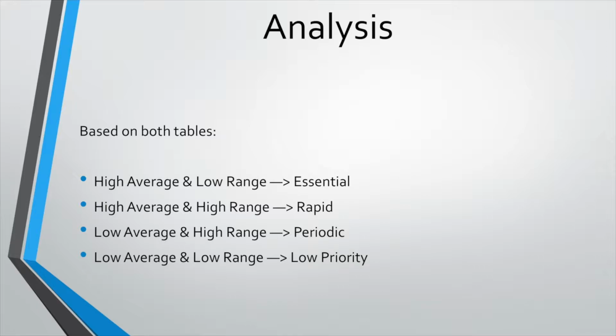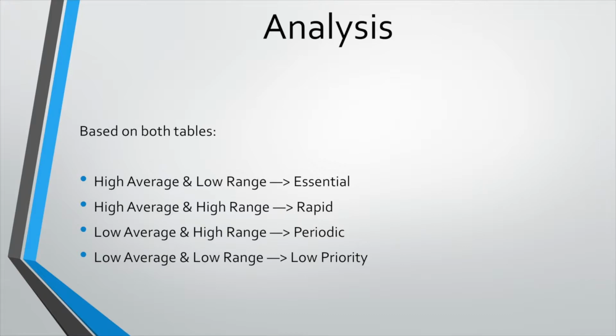We saw that a high average and a high range would equate to rapid collection. Rapid collection is not as significant as essential information, but does still have high significance over decision making. A low average and high range would indicate periodic collection, which is lesser in importance, though these factors still are taken into consideration when making decisions as well.